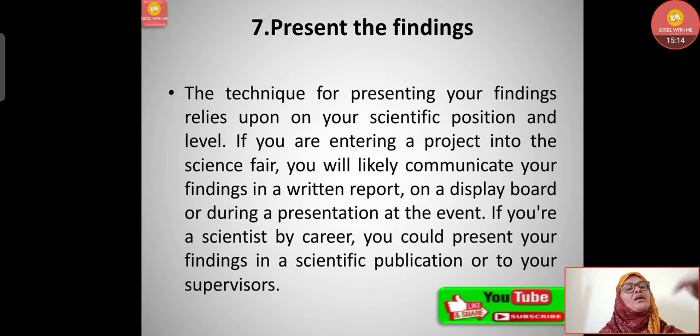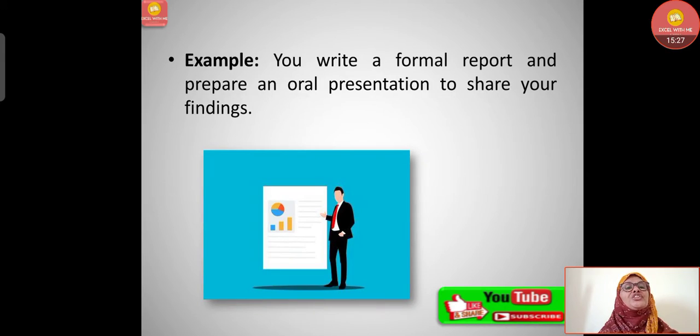in any seminars or conferences that are conducted, then you can present your research there, your findings, whatever. Example, you write a formal report and prepare an oral presentation to share your findings. Generally, we go to conferences. There you can show your whole report, whatever findings you have made.